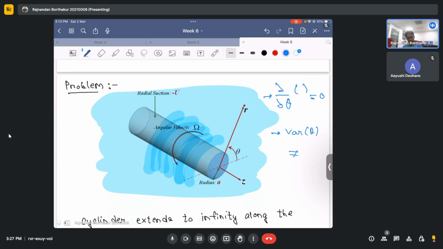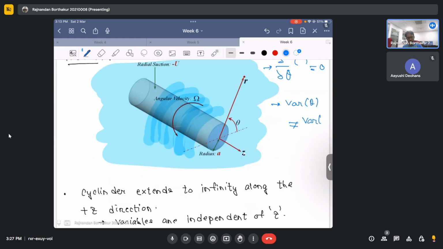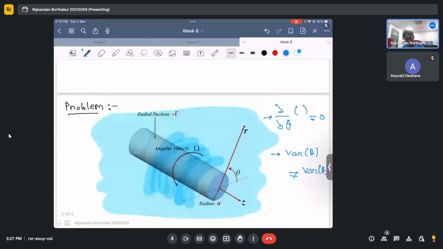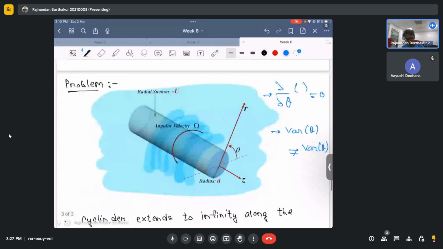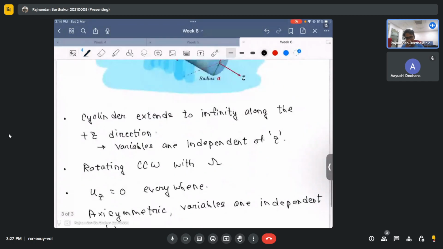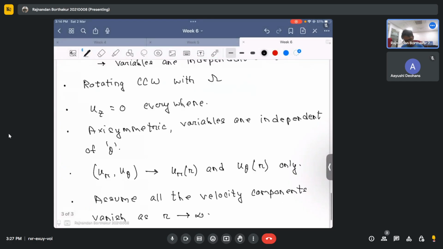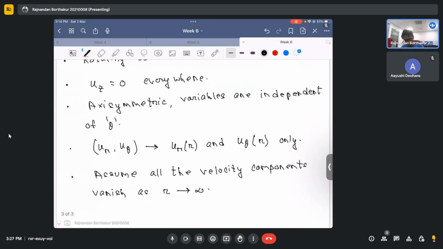Okay, so this means that the variables will not be a function of theta. That is another definition of saying that the problem is axisymmetric. So these are the assumptions that we will basically see. Okay, these are the assumptions, and then what?